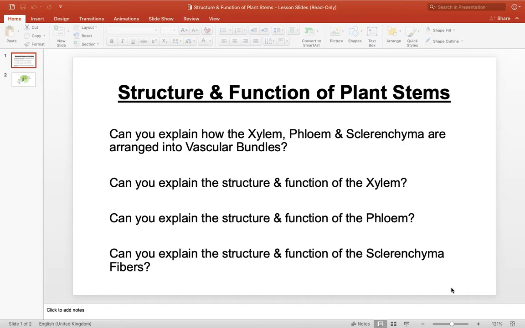So the first lesson in the booklet that I have given you is entitled The Structure and Function of Plant Stems. By the end of the lesson you should be able to explain how the xylem, phloem and sclerenchyma are arranged into a vascular bundle. You should be able to explain the structure and function of the xylem, the phloem, and the sclerenchyma.